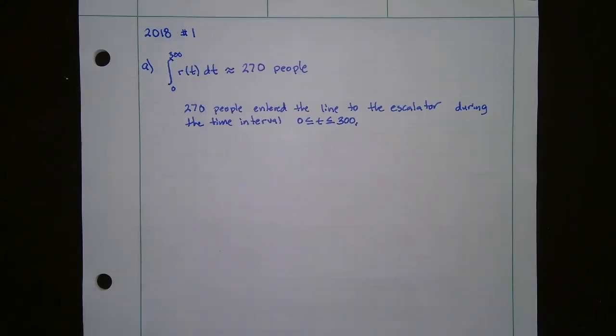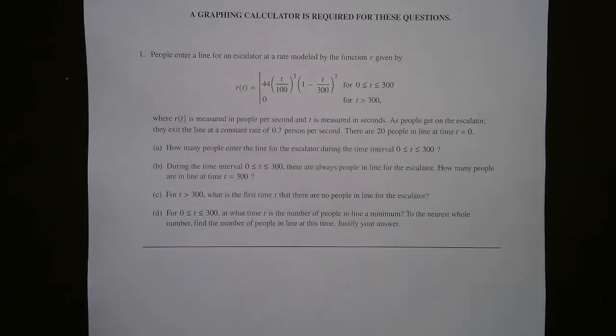All right. So now let's go to part B. For part B, they're telling us that there are always people in line for the escalator between 0 and 300, and asking how many people are in line. That's not how many people have entered the line, because that's different. That was part A. So we have to initially start with how many people were in line, then figure out how many people were added to the line, and then also how many people were removed. So it's like three things, right?